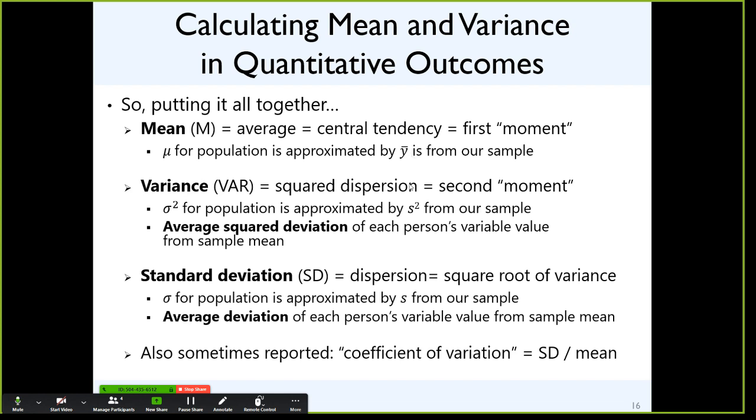Variance then, squared dispersion, is how far off squared each observation is from the mean. The square root of that is standard deviation, and so that's the average deviation. One other thing that occasionally shows up is this thing called coefficient of variation, which is a ratio of the two. I don't know why that's useful, but it's a thing, so I'm just putting it in here.